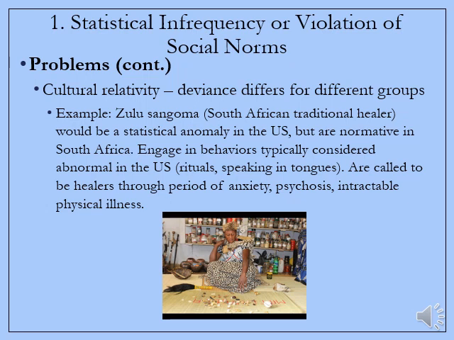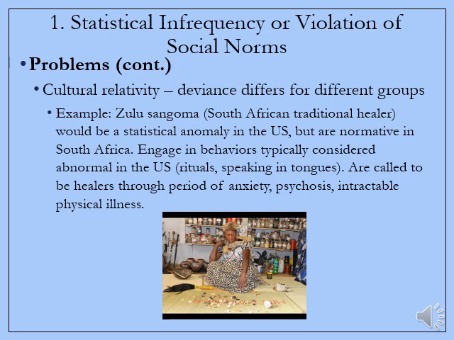Zulu Sangomas vary in how they undergo their traditional healing, but they do engage in behaviors that are typically considered abnormal in the US. They have rituals such as throwing bones to make predictions about somebody's life or to give guidance to somebody. Sometimes they'll speak in tongues. There's even a relatively small group of Sangomas in KwaZulu-Natal, which is an area of eastern South Africa, where Sangomas will consume human flesh, which would be considered, I think, a pretty extreme violation of social norms within the US.